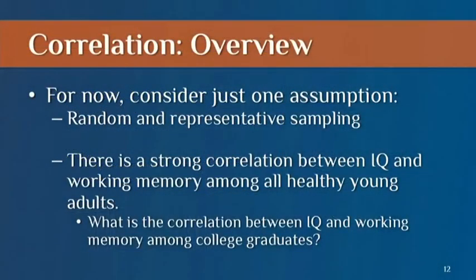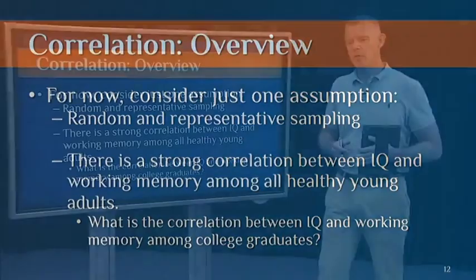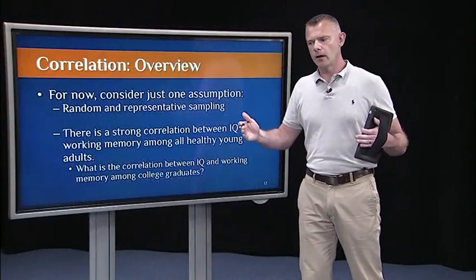So I showed you that there's a strong correlation between working memory capacity and intelligence in healthy young adults. And I've seen that in my own research. It's been replicated many, many times over the last couple of decades. But that's if we look at all young, healthy adults.